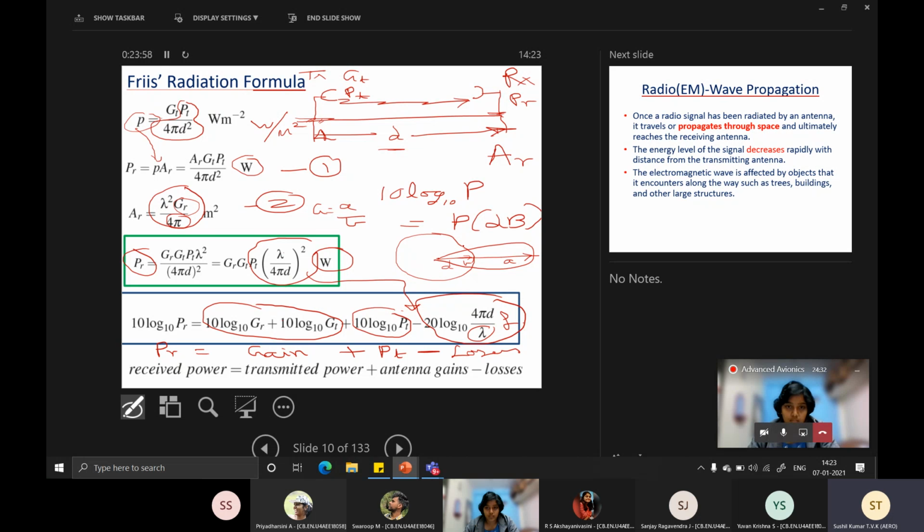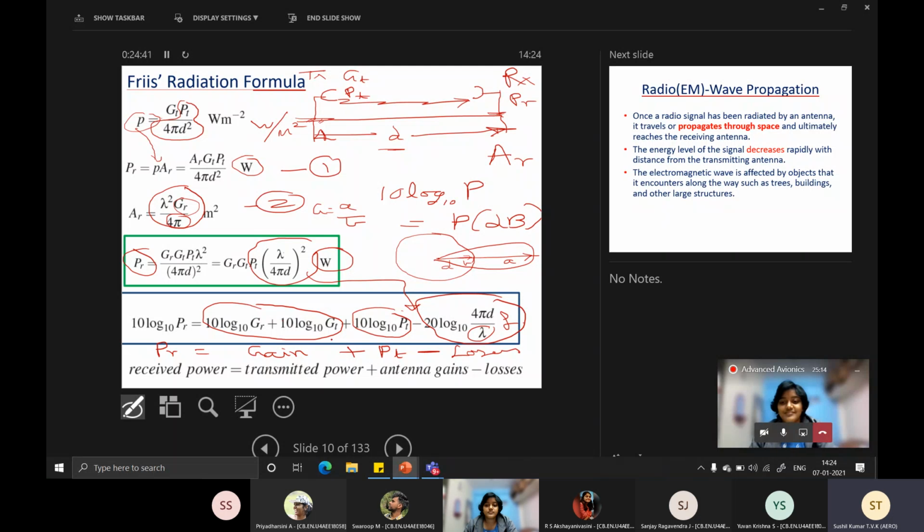It is similar to your torchlight. You just keep the bulb outside the torch and power it up. Light spreads all over the room, but the density on the surface of the wall is going to be something, say x lumens per meter square. But the moment you concentrate it in one direction, then the lumens increase. Similarly, in EM waves also, the moment you concentrate the energy, then you get a gain in a particular direction. It's not that everywhere you get a gain.